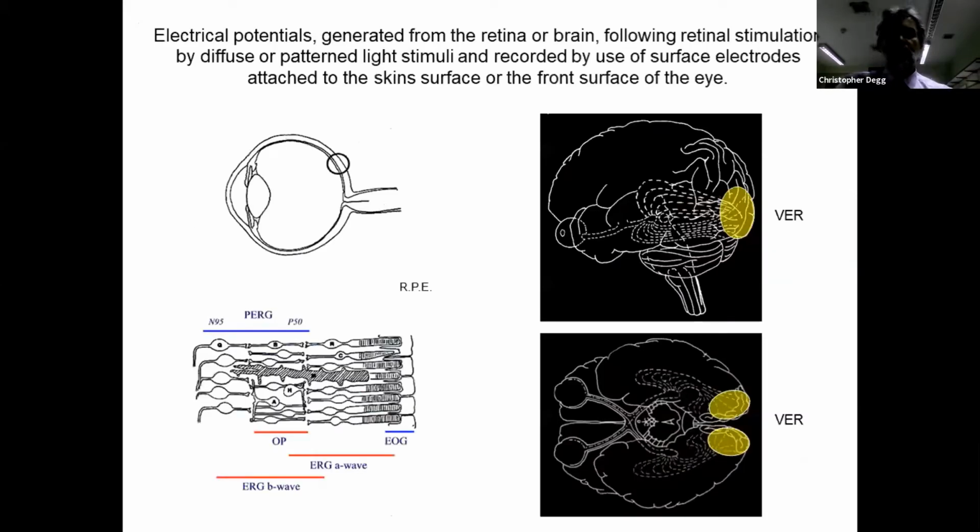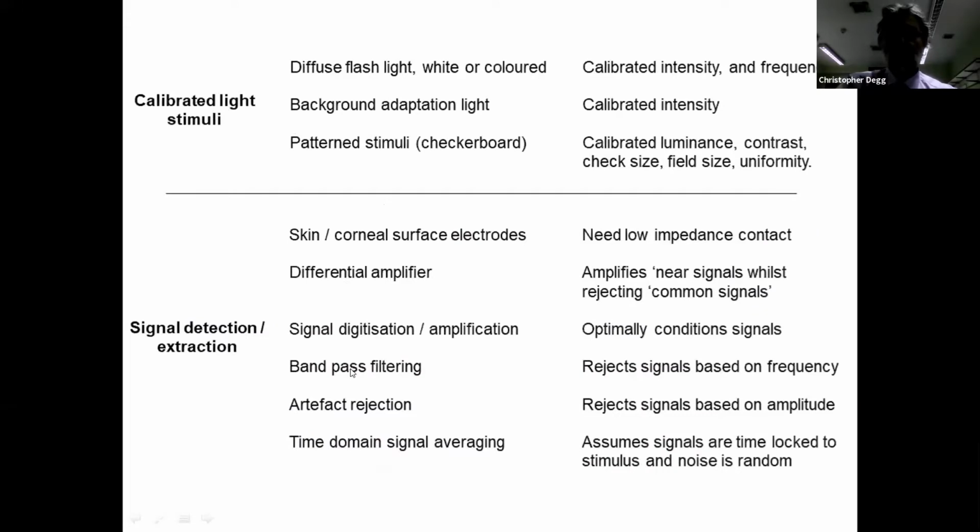And then we've got the bit that I'm responsible for. So I do evoked potential measurements. And what we're doing is we're actually stimulating the eye with light, and we're measuring the electrical signals that the eye or the brain creates in response. So we have calibrated light, either white light or patterned light.